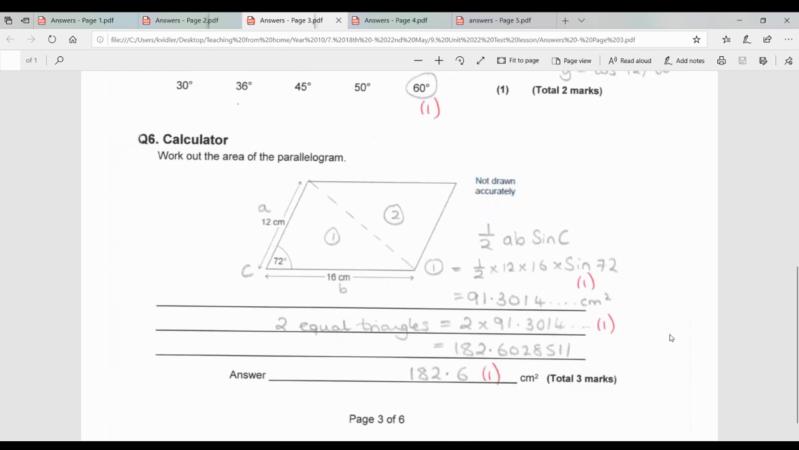And then question 6, we're looking at working out the area of a parallelogram. Now, you've got the formula for a parallelogram, which is your base times your height. So you could have tried to do some working out with that one. It is definitely not 16 times 12, because 12 is not a perpendicular height, it's the slant length. So you cannot do that one.